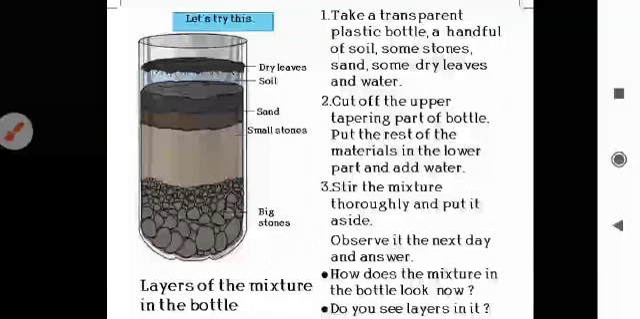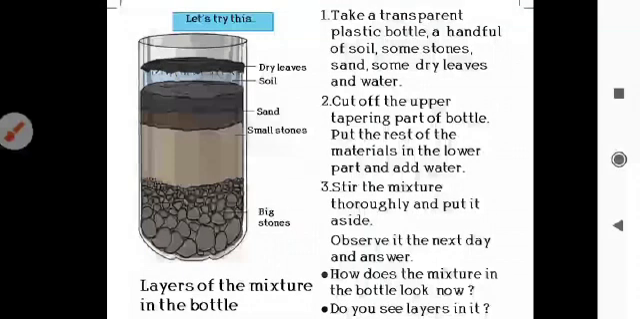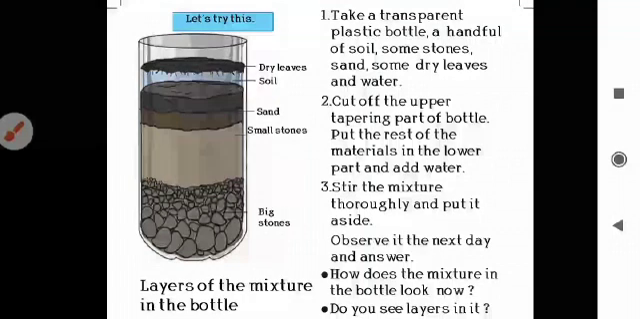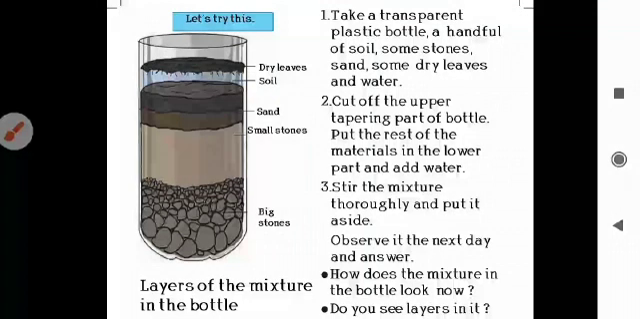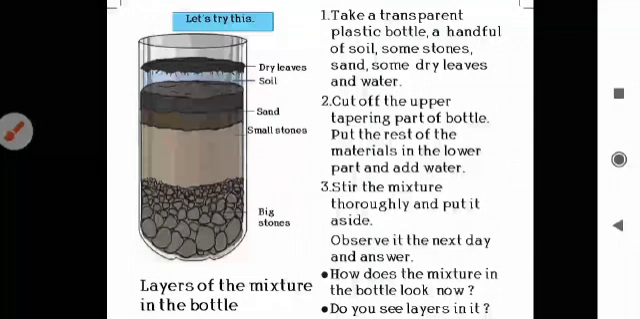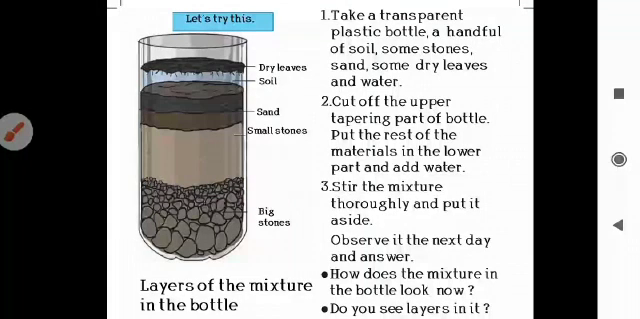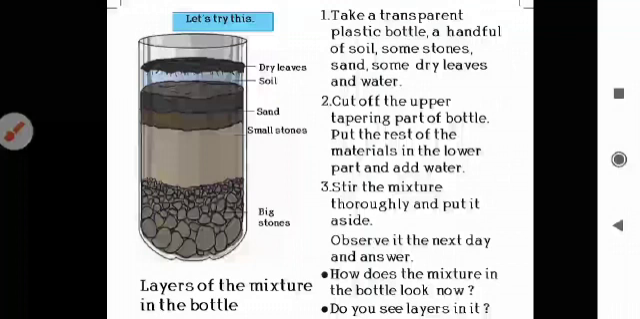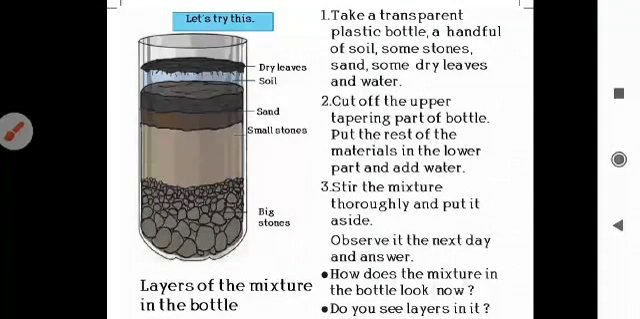Now, this figure shows layers of the mixture in the bottle. Let us try this at home. For this experiment, you require a transparent plastic bottle, a handful of soil, some stones, sand, some dry leaves and water.